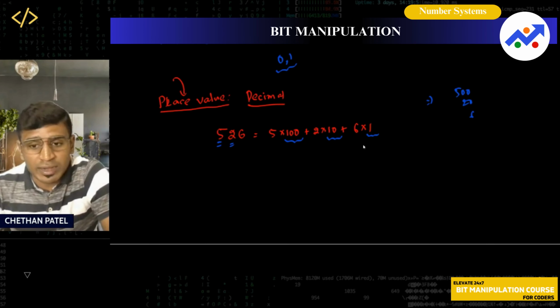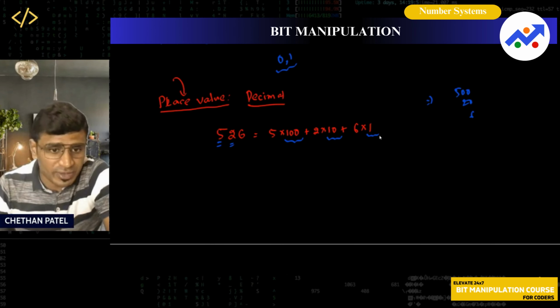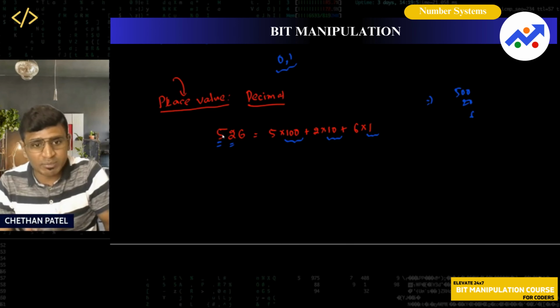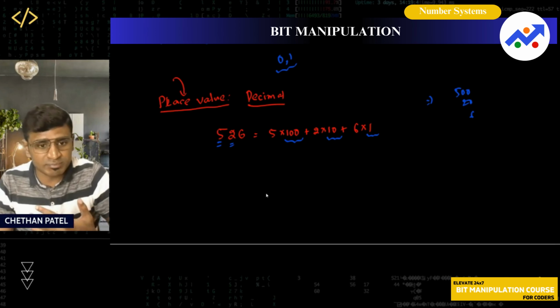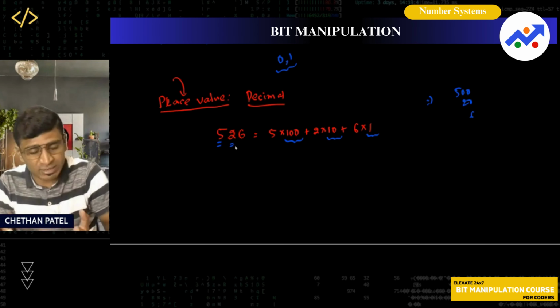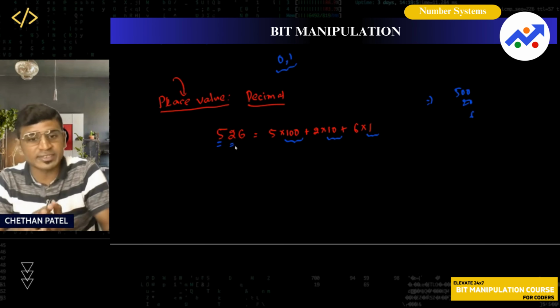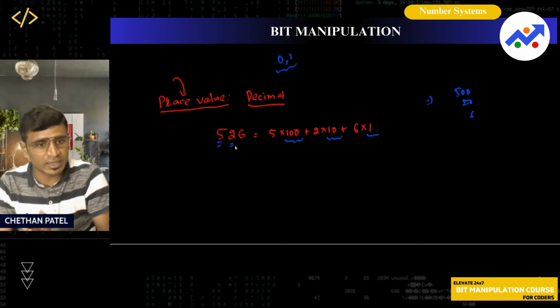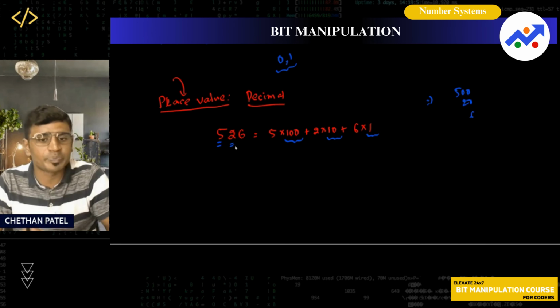This is what you need to understand. The place value is nothing but where exactly a particular digit is present in a given number, and what exactly it signifies to that whole number. That is what we call place value.